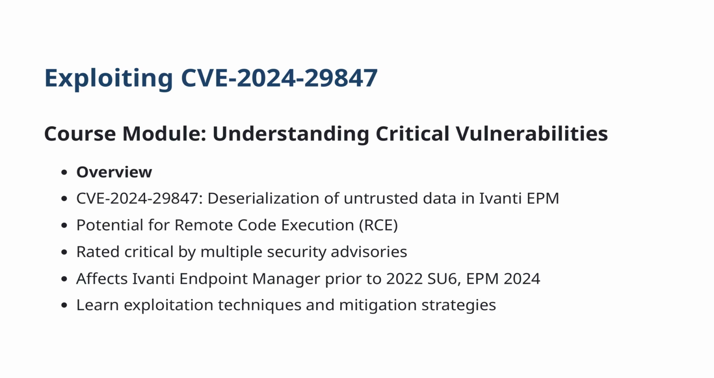In this module, we're focusing on understanding critical vulnerabilities, specifically exploring CVE-2024-29847. This vulnerability involves the deserialization of untrusted data in Ivanti Endpoint Manager, which can potentially lead to remote code execution, or RCE. It's been rated critical by multiple security advisors due to its severe impact. It affects versions of Ivanti Endpoint Manager prior to the 2022 SU6 and the EPM 2024. Throughout this session, we'll be exploring various exploitation techniques and discussing strategies to mitigate this vulnerability.